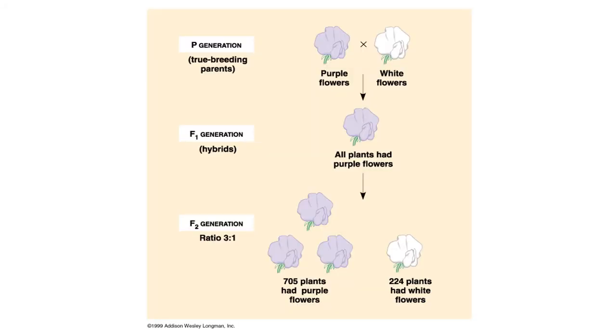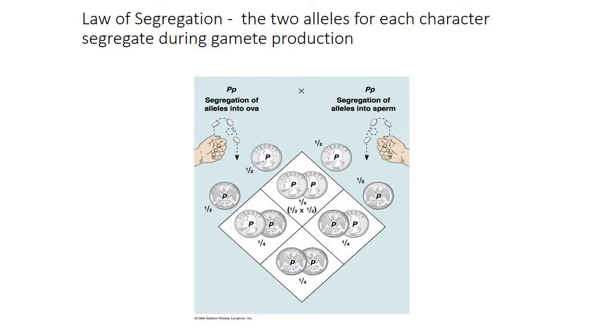One more picture. Here we go. Our big purple flowers crossed to the white flowers, giving us all purple flowers, which then gives us 3 purple flowers to 1 white flower. Here, the law of segregation states that the two alleles for each character segregate during gamete production. So if we were to do this with a coin, heads would be a big P and tails would be a little p. So if we cross two of them, we would get a double-sided heads coin, 2 regular coins, and one coin that is 2 tails.